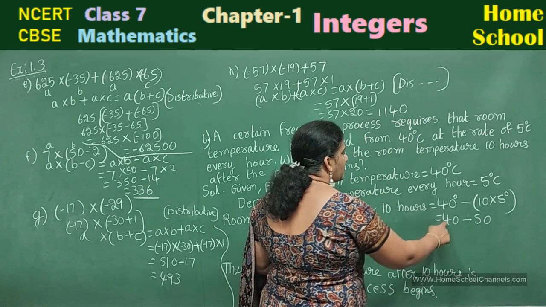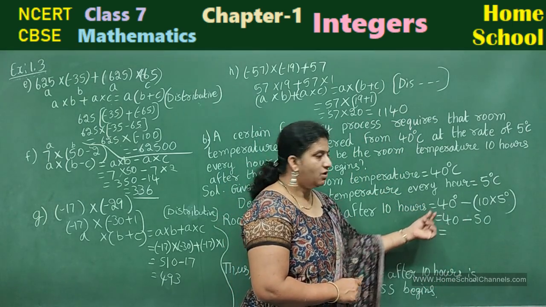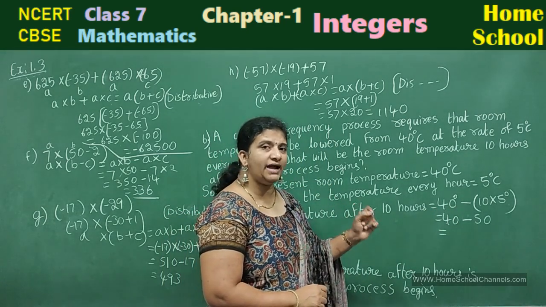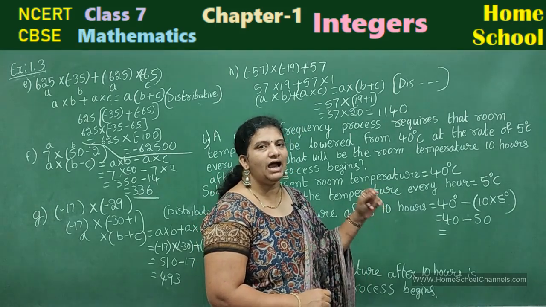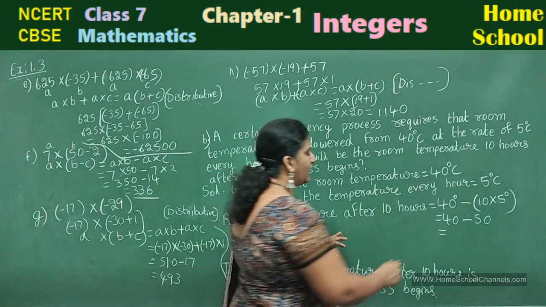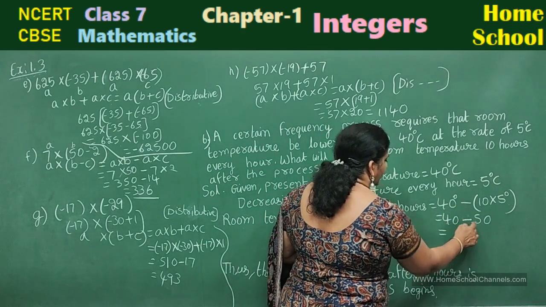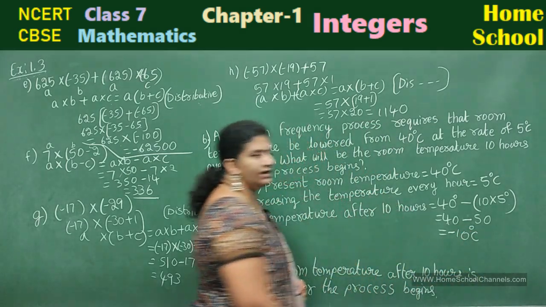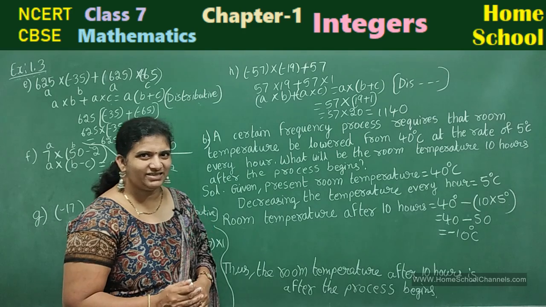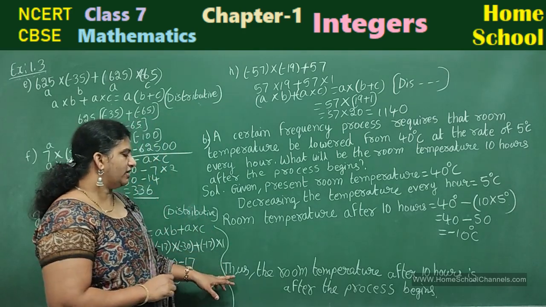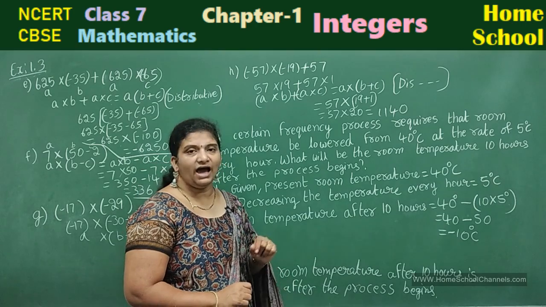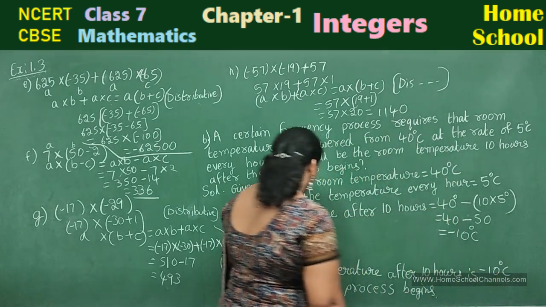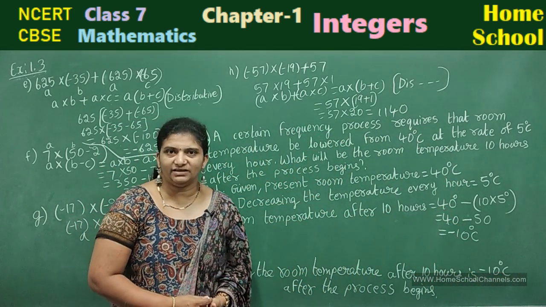40 minus 50. When you have numbers like this, one is positive and one is negative, do the subtraction. Subtract smaller number from the greater number and take the sign of greater number. That means 50 minus 40 is 10. Greater number sign is minus. That means minus 10 degree centigrade after 10 hours. Okay, what is the temperature? Thus, the room temperature after 10 hours is minus 10 degree centigrade after the process begins.